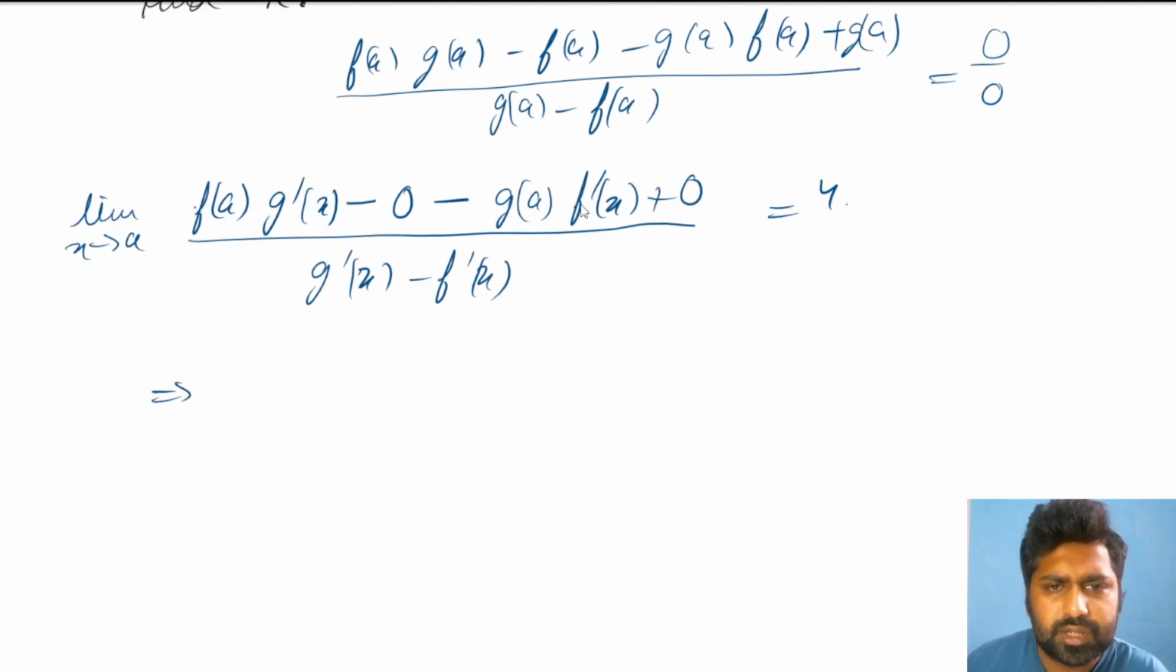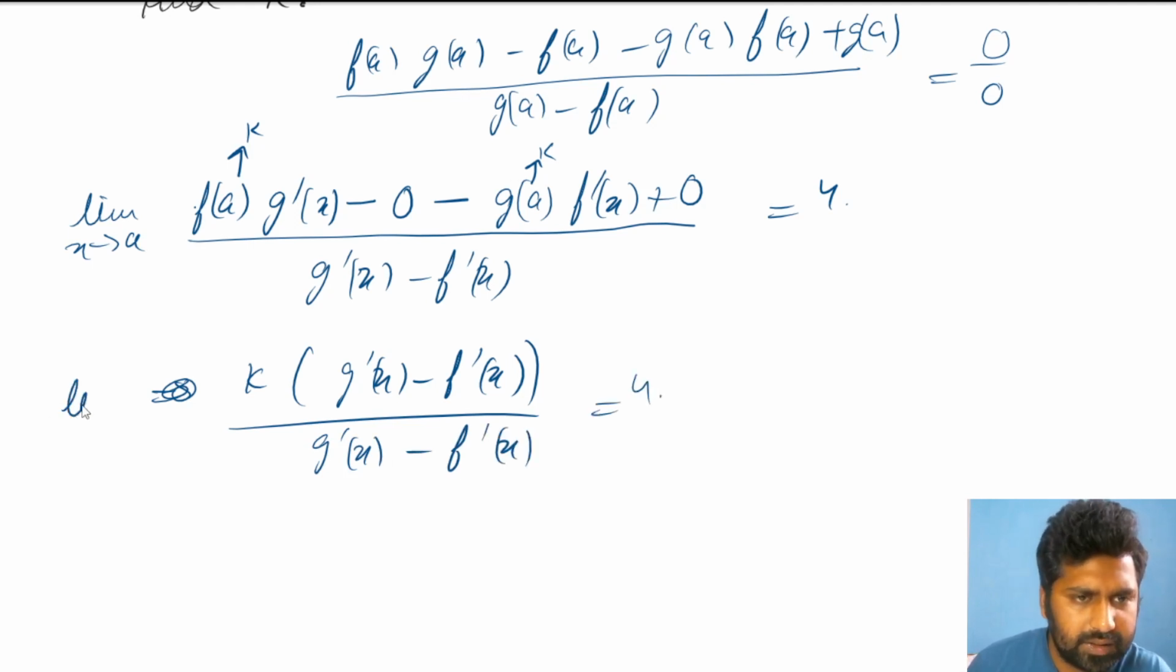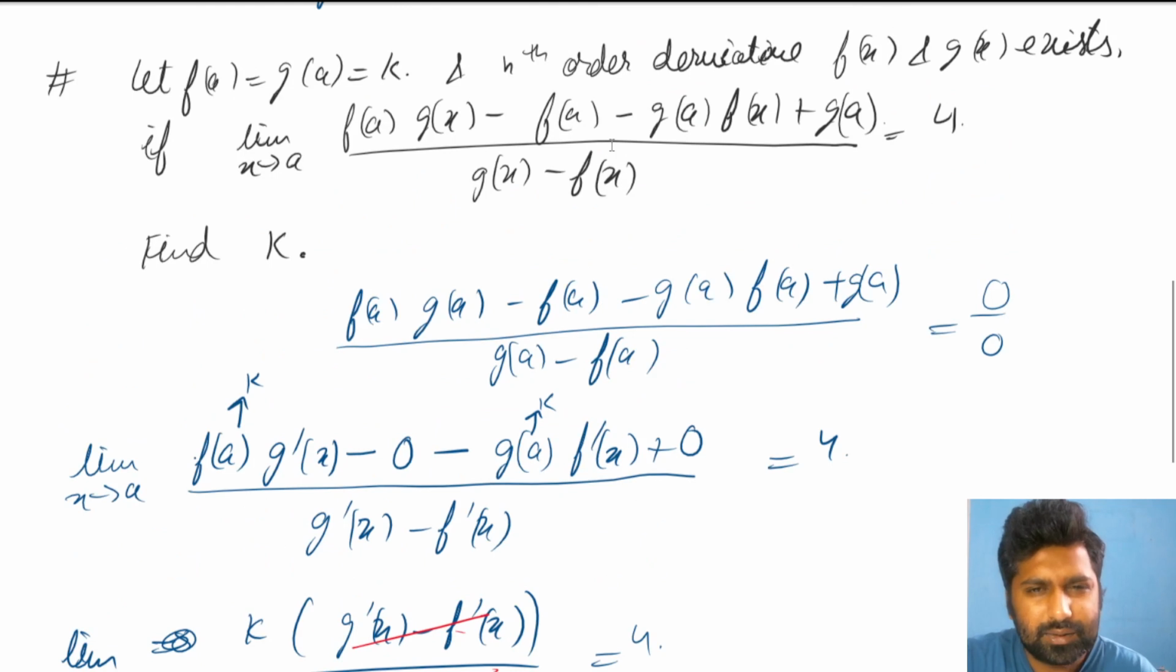From these two expressions, f of a and g of a are both equal to k. So I'll take k common. Basically this value is also k, this value is also k, so taking k common I get k times g dash x minus f dash x upon the denominator, which is also g dash x minus f dash x, equal to 4, with limit x tends to a. These two cancel each other, so what do we get? K as 4. So the moment we apply L'Hopital directly on this question, it solves itself automatically.